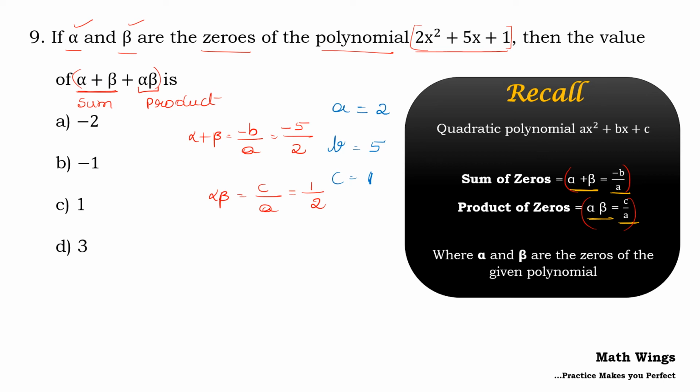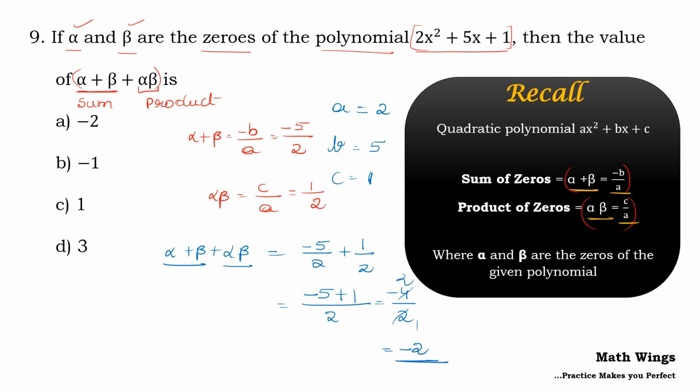Okay, so let us now substitute the alpha plus beta and alpha beta values in the given equation. That is alpha plus beta plus alpha beta. So here group alpha plus beta and alpha beta, which is equal to minus 5 by 2 plus 1 by 2. So when we simplify this one, I will get here 2 in the denominator and in numerator minus 5 plus 1. The answer is minus 4 by 2, that is equal to, 2 ones are 2, 2 twos are 4. So the answer is minus 2. Therefore, the option A is the correct answer.